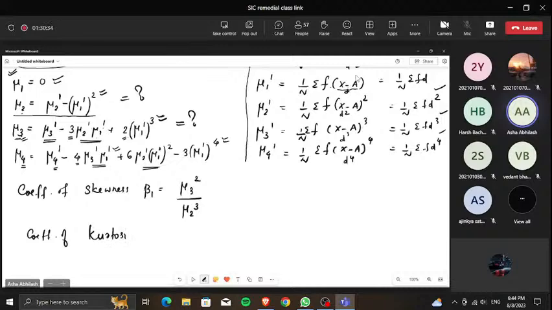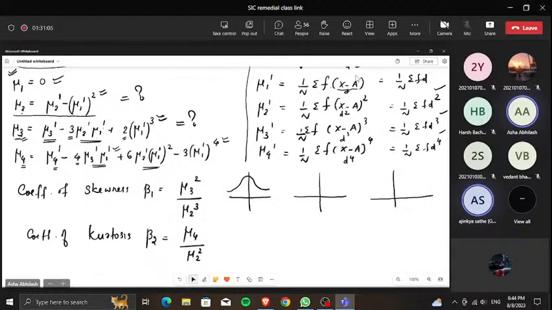You can find it by using the formula beta 2 = mu4 divided by mu2 squared. Okay, so skewness means how much deviation there is from the normal curve. If you have a normal distribution, the curve will be like this. But if the skewness is there, it is negatively skewed or positively skewed.